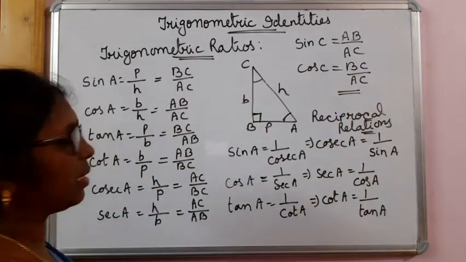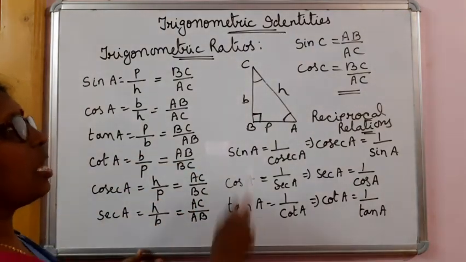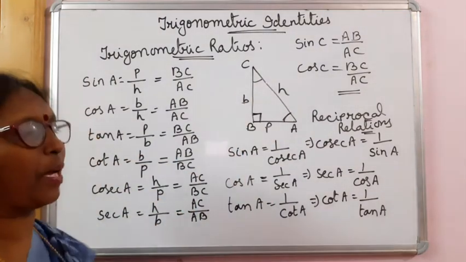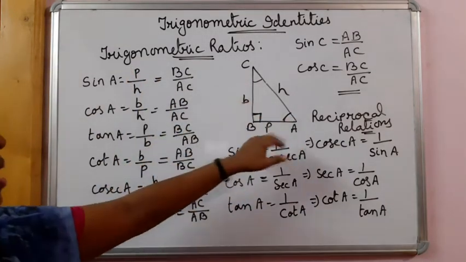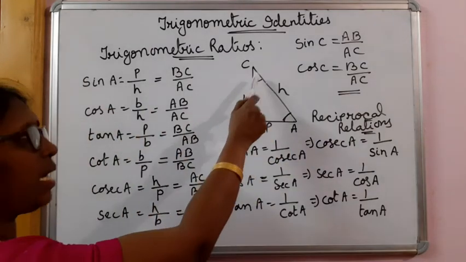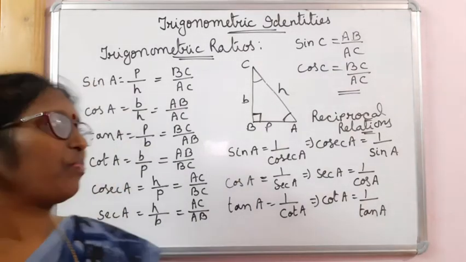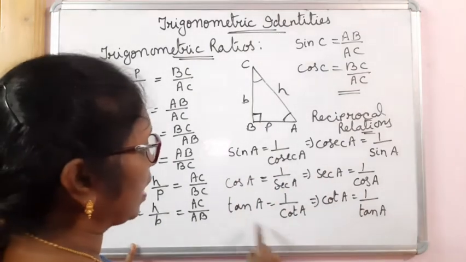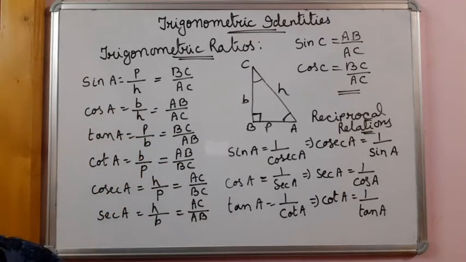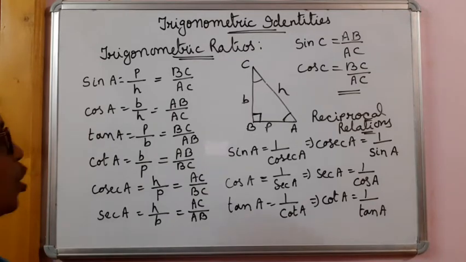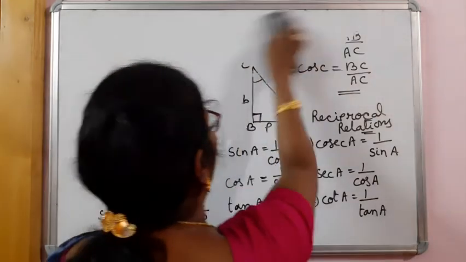That same way everything differs. That means whatever angle we have to find, for that opposite to that will be the perpendicular. For sine A, opposite to A will be perpendicular, adjacent will be base. For C, opposite to C will be perpendicular, adjacent will be the base. And so all these are reciprocal relations. I hope this is clear to you. Okay, then what are quotient relations? Just I will explain you about quotient relations.